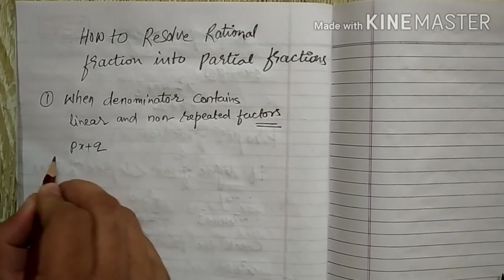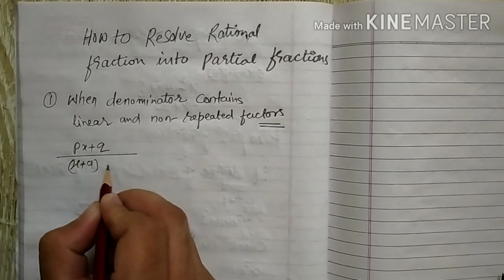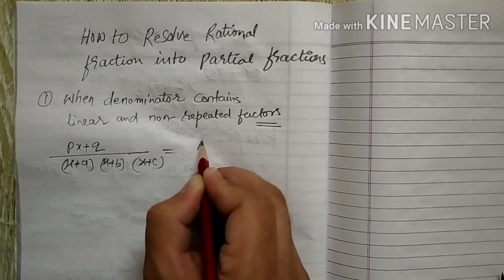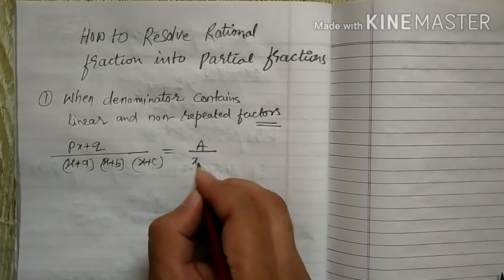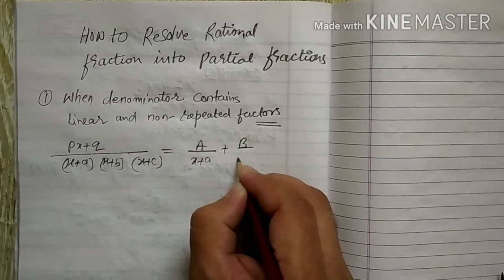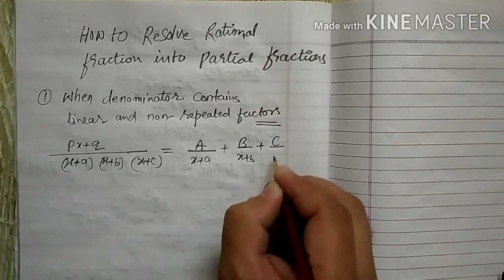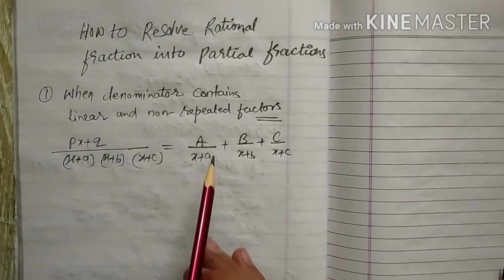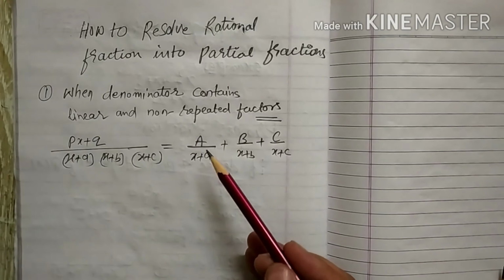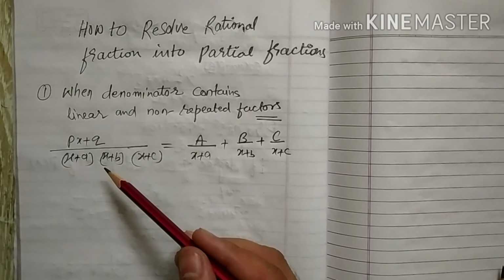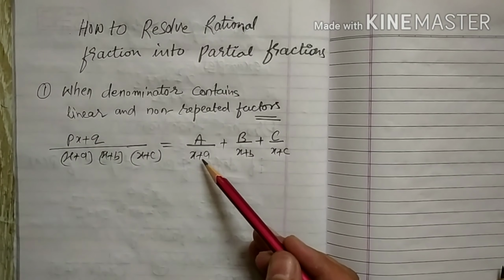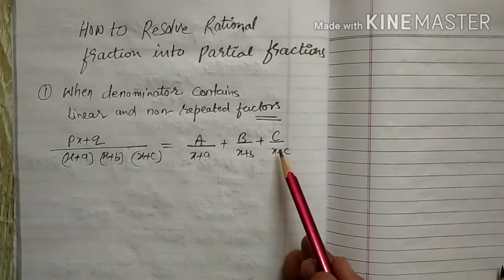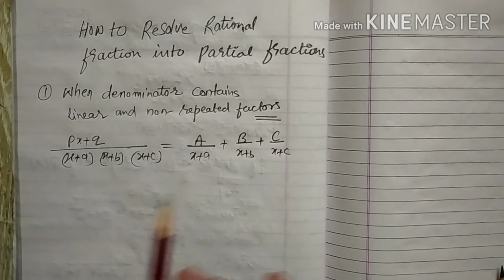Suppose this is the numerator and I'm writing x plus a, x plus b and x plus c in the denominator. Then you can write A upon x plus a, B upon x plus b and C upon x plus c. See my dear students, without any order, you can write in any order. The order will not affect your answer.